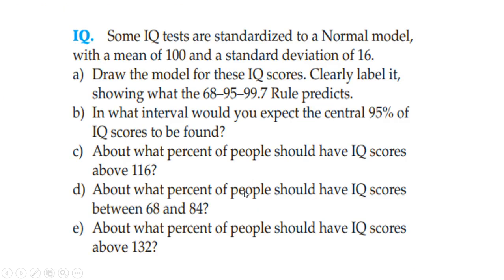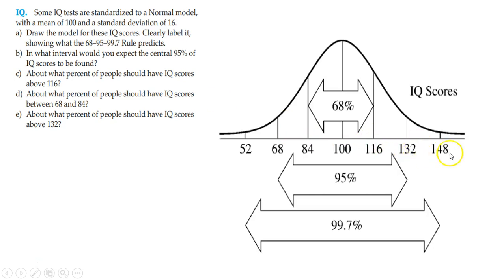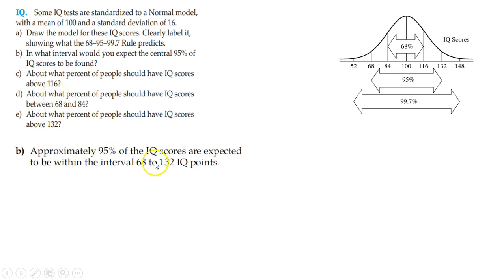So IQ tests are standardized to a normal with a mean of 100 and standard deviation of 16. And then again, that wants us to draw our model. So we have our mean, and we would go up 16, and we would go down 16 the whole way, and then label it, which is what we did. So up 16, and we went down 16, and then 68, 95, 99.7. In what interval would you expect 95% of the data? 68 to 132, right? As you're looking at it, 68 to 132.